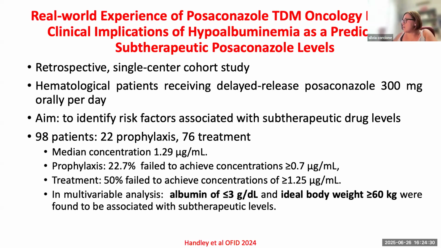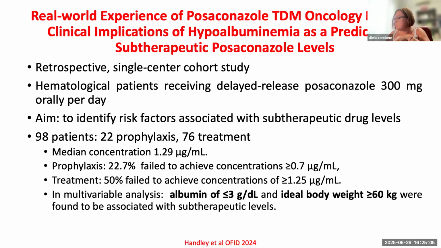In any case, according to this paper, we have 30% of patients who failed to reach satisfactory concentration for prophylaxis, and in multivariate analysis, patients who have a low level of albumin and a body weight above 60 were found to be associated with subtherapeutic levels. So this paper shows us how the low level of albumin, the hypoalbuminemia, is a predictor of subtherapeutic posaconazole concentration, but also patients with a higher body weight.